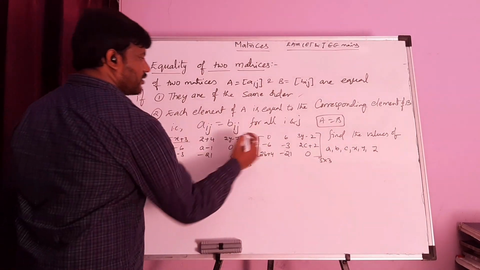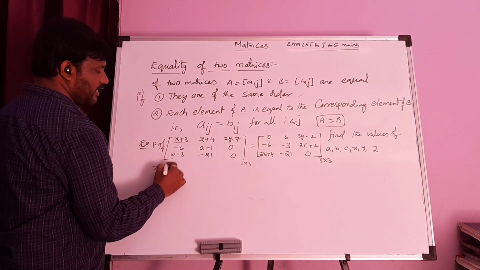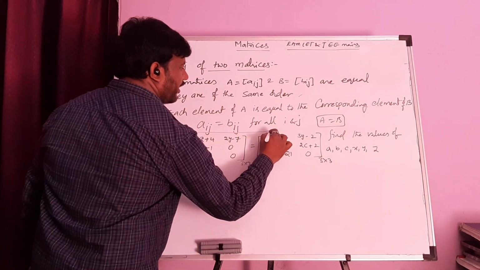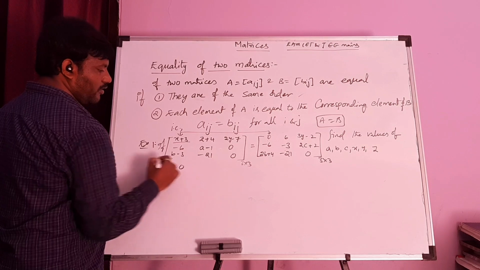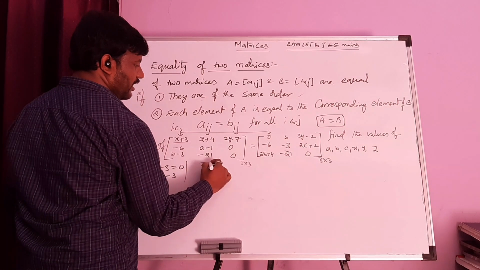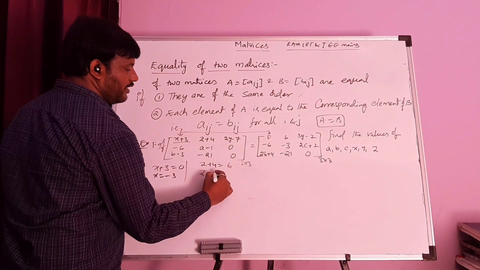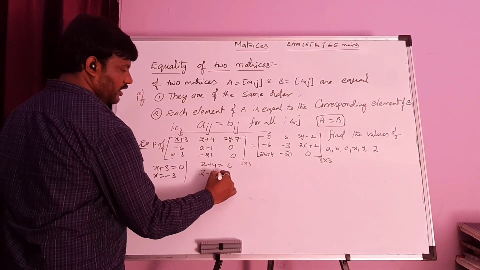Now I equate the first column elements. Here the first column element is x plus 3. Because the corresponding element is 0, x plus 3 is equal to 0. From that I get x equal to minus 3. Similarly, I go for z plus 4, the corresponding element being 6. z is equal to 6 minus 4, and 6 minus 4 is nothing but 2.